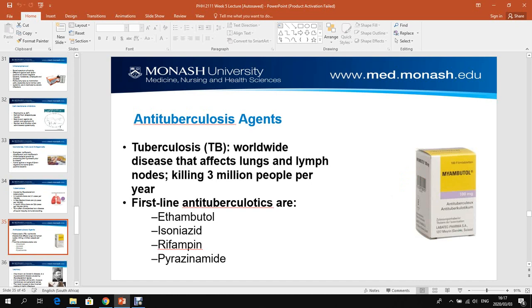What are the TB drugs or TB agents available to effectively eradicate TB? TB is a worldwide disease that affects the lungs and lymph nodes, and it kills approximately 3 million people per year. That is quite a huge population. The first line of TB treatment is as follows: ethambutol, isoniazid, rifampin, and pyrazinamide. These are the first-line anti-TB drugs. By first line, I mean that before you try any other drugs, you need to try these to clear the TB infection.